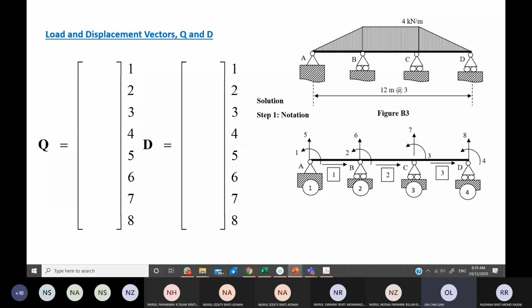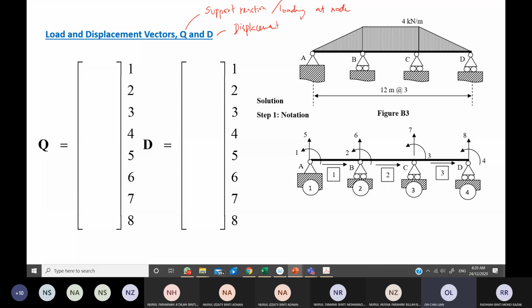Okay, once you get this notation or labeling or numbering done, we can straight away get the load and displacement vectors, or so-called Q and D. You need to know that this Q deals with the support reaction or loading at the node, not at the element. Loading at the element will be parked at the Q node. So D will be the displacement, unknown or known.